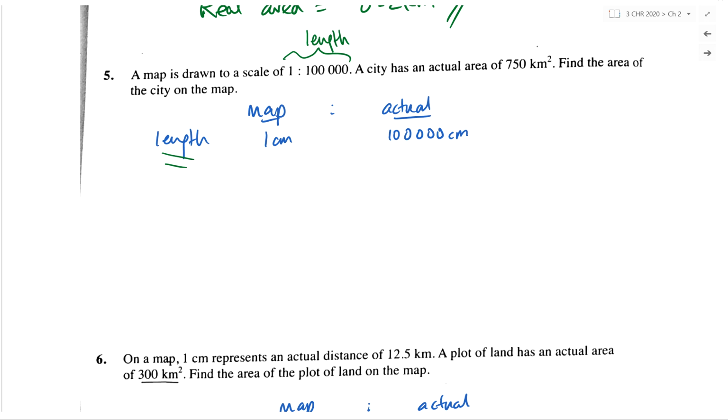However, if you see that 100,000, if you square it, how many zeros will you get? Right now there are 1, 2, 3, 4, 5 zeros. You square, how many zeros over here? You get another 5, so total 10 zeros. Then after that, how are you going to convert from cm square to km square?